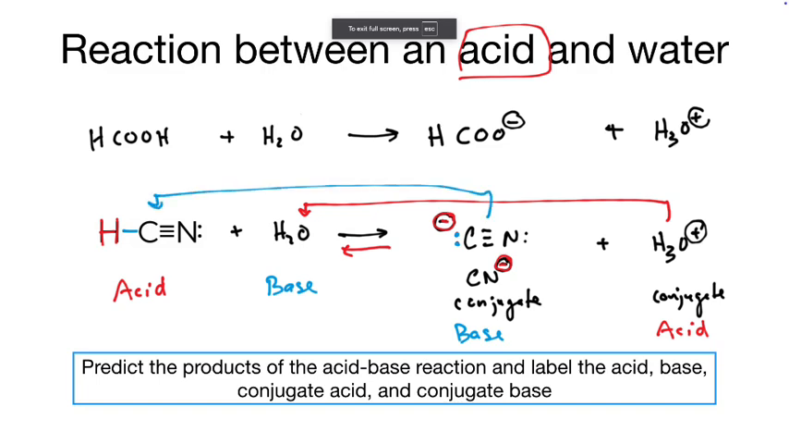What did it have to do? To go from CN minus to HCN, what did it do? It gained H plus, okay, which is the definition of a base. Yes, sir.